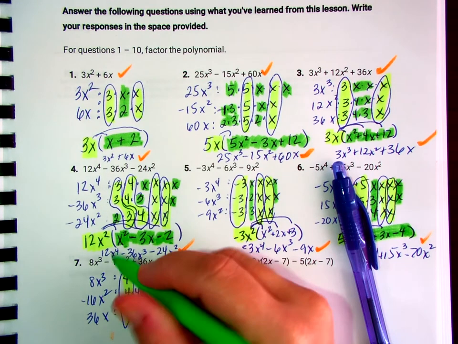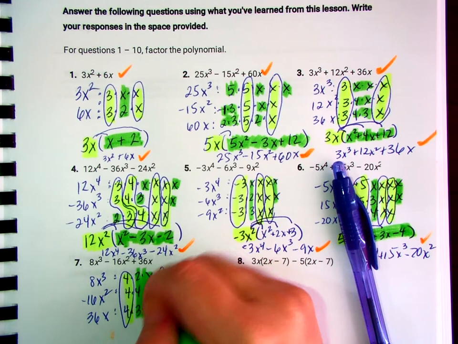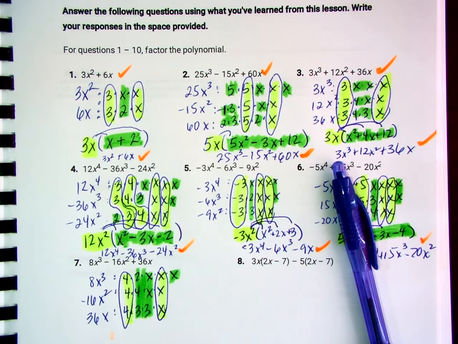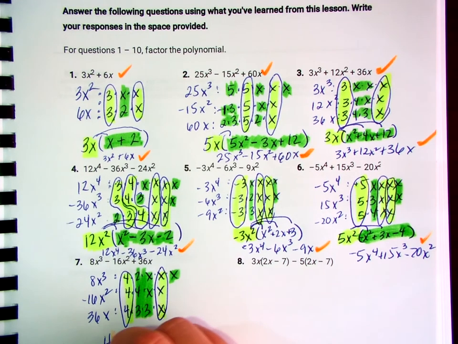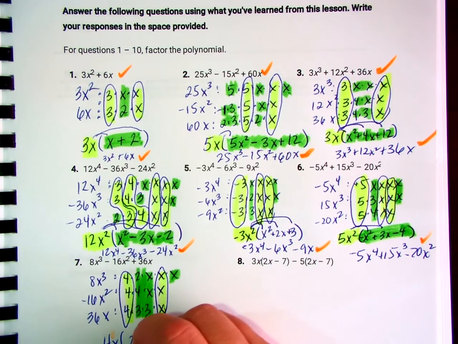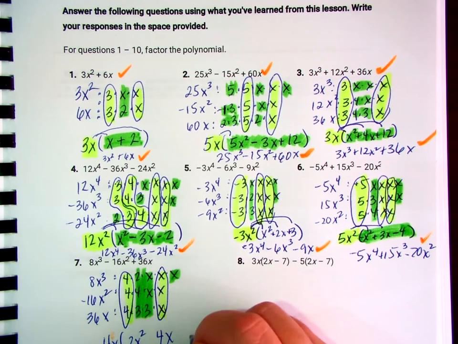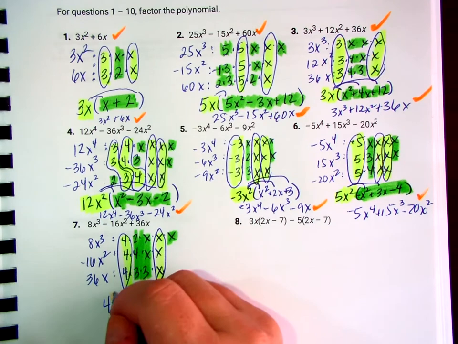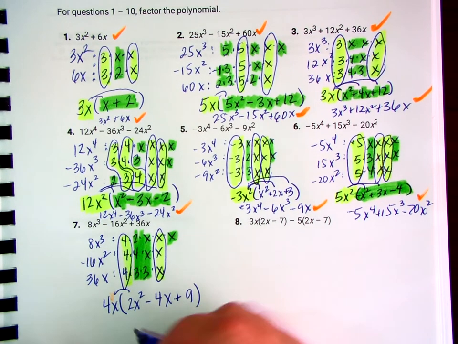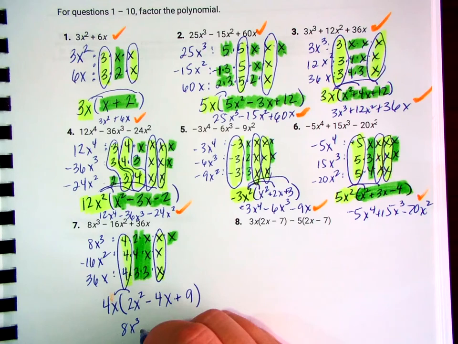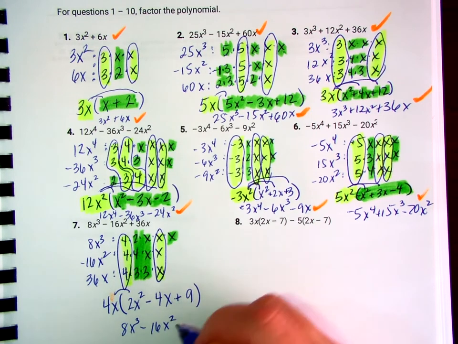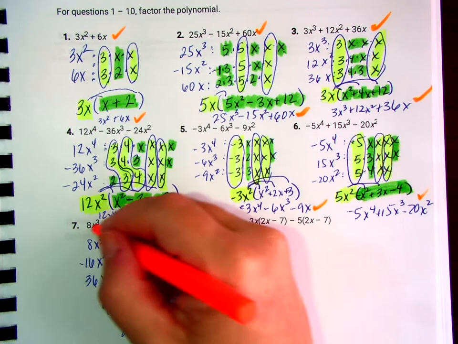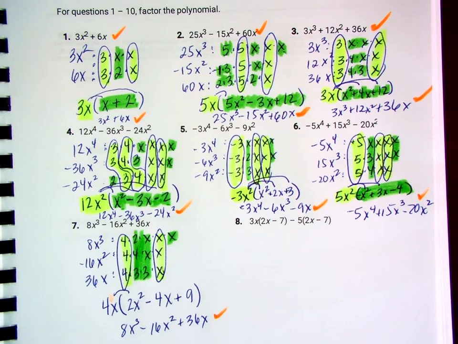And then all of this is the leftovers that are going to go inside the parentheses. So 4x comes out, 2x squared, 4x, and 9. And notice the signs here were minus and plus. If we're not sure on the signs, let's go ahead and double check by multiplying. 4x times 2x squared, negative 16x squared, and plus 36x. I look back up to the original, and these match, double checking my answer.